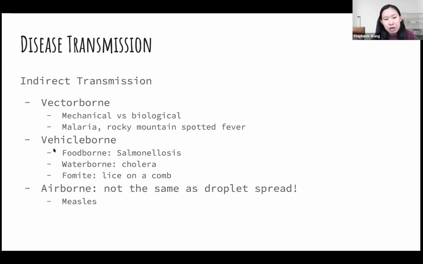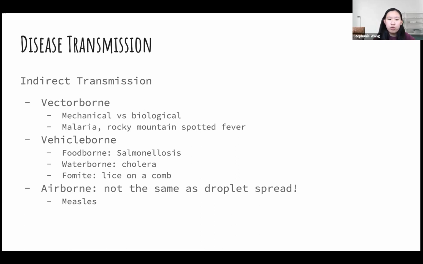Vehicle-borne is similar, but it has to do with things that are non-living. So for example, foodborne, you don't get salmonella from spitting onto someone. You get it from food that is infected. So the food would be the vehicle. Similar to cholera. Cholera, you have to get it from a source that is not another person. So you get it from water, drinking infected water. That's how you get cholera.